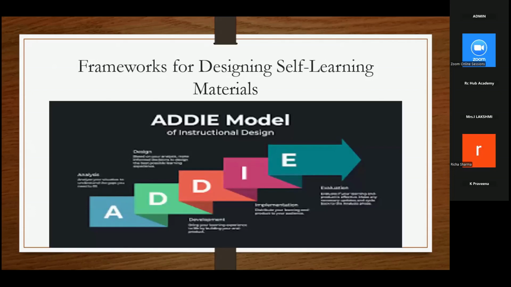Suppose you want to make a material so that the learners can learn. Then we can come here. First one is analysis. Second one is design. Third one is development. Fourth one is implementation. And fifth one is evaluation. So based on the evaluation, once again, you have to redesign the concepts of the self-learning material. So this is what it is.